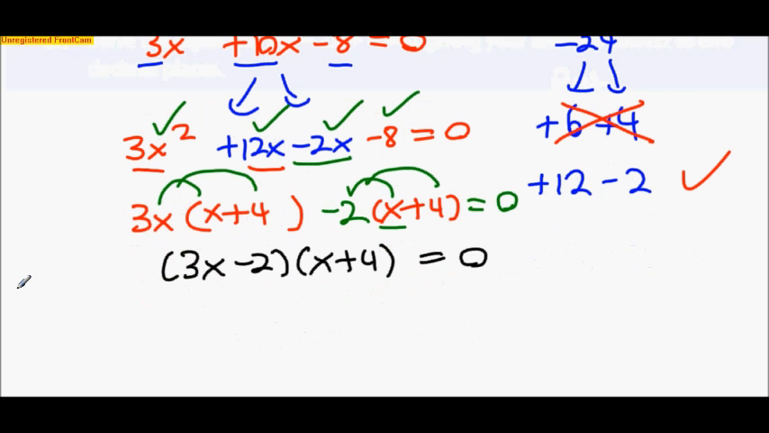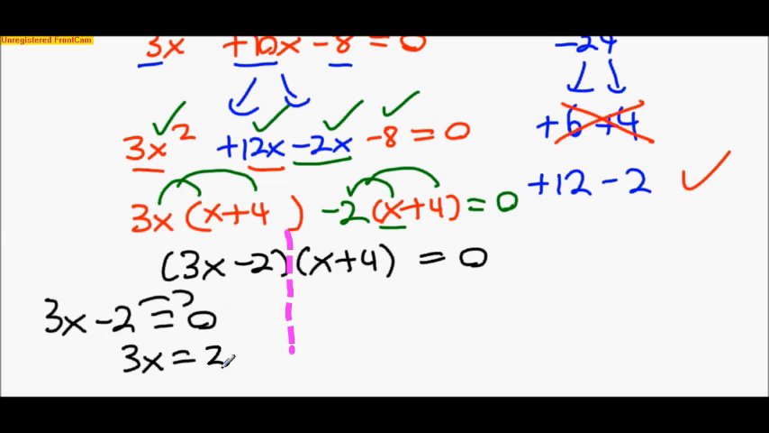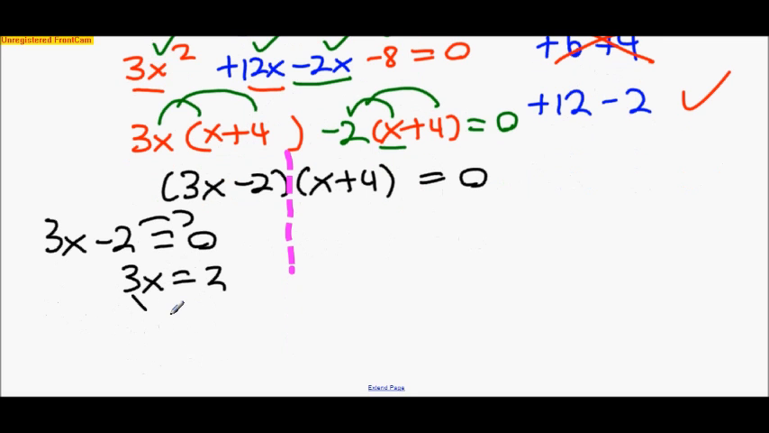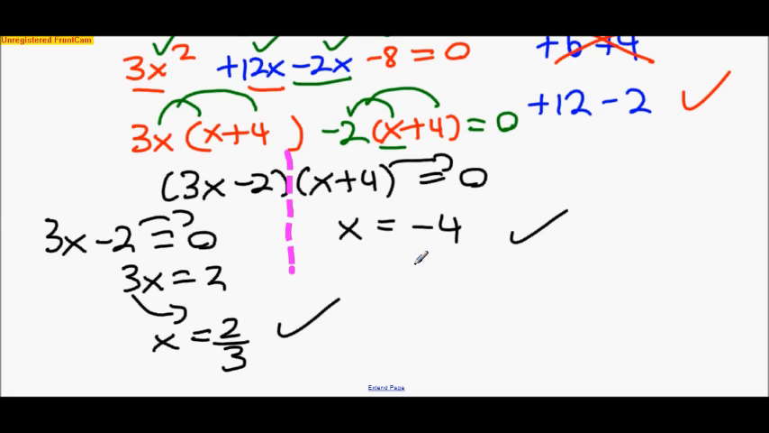So the two answers we're going to have are the following. We're going to have 3x minus 2 equals 0. Bring over the 2. 3x equals 2. Bring down the 3. x equals 2 over 3. The next one, we bring over the 4. So we're going to get x equals minus 4. So here are our two answers.